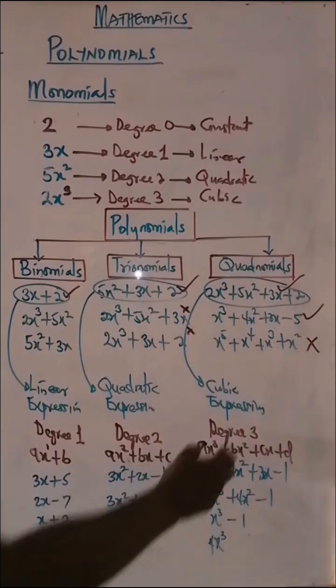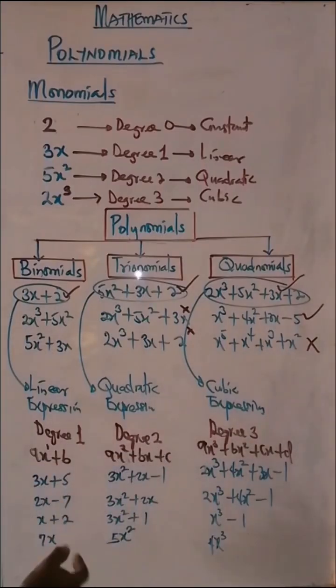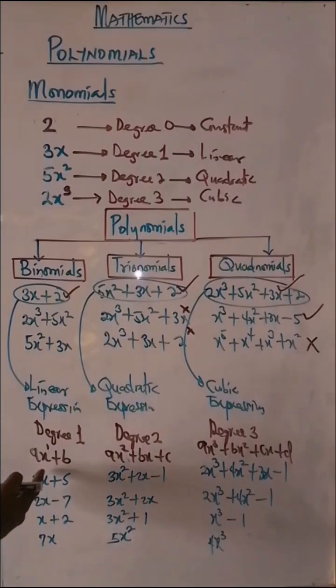So for degree 3, the highest number of monomials is 4. For degree 2, the highest number of monomials is 3. For degree 1, the highest number of monomials is what? It is 2. But it's possible they are fewer. But the thing is, one thing must always be there. For example, here, x must always be there. x should always be there.